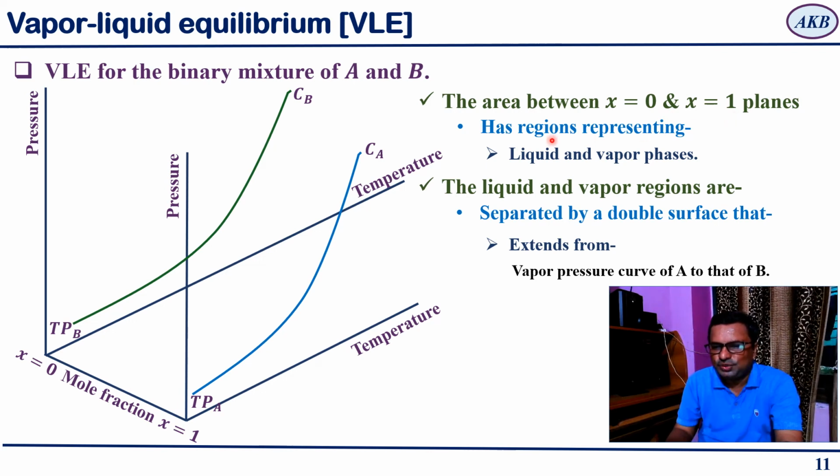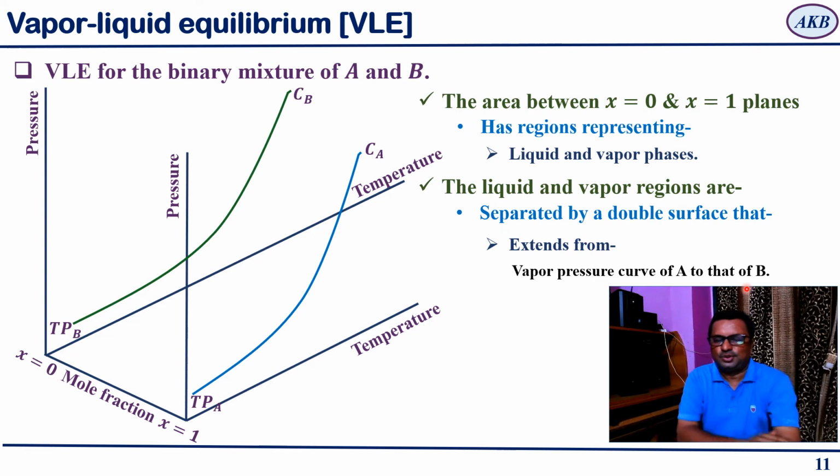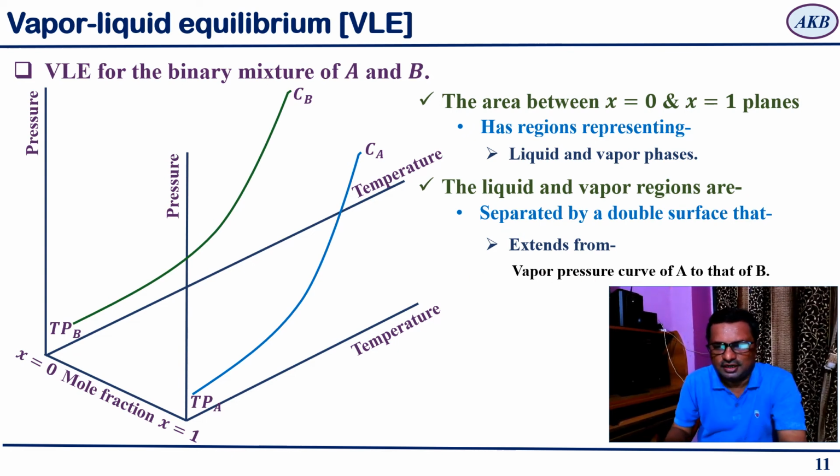This area has two regions. One region represents liquid phase, while the other region represents vapor phase. And there is a double surface that separates these two regions. And that double surface extends from the vapor pressure curve of pure A to that of pure B. Now let us go into details of this.